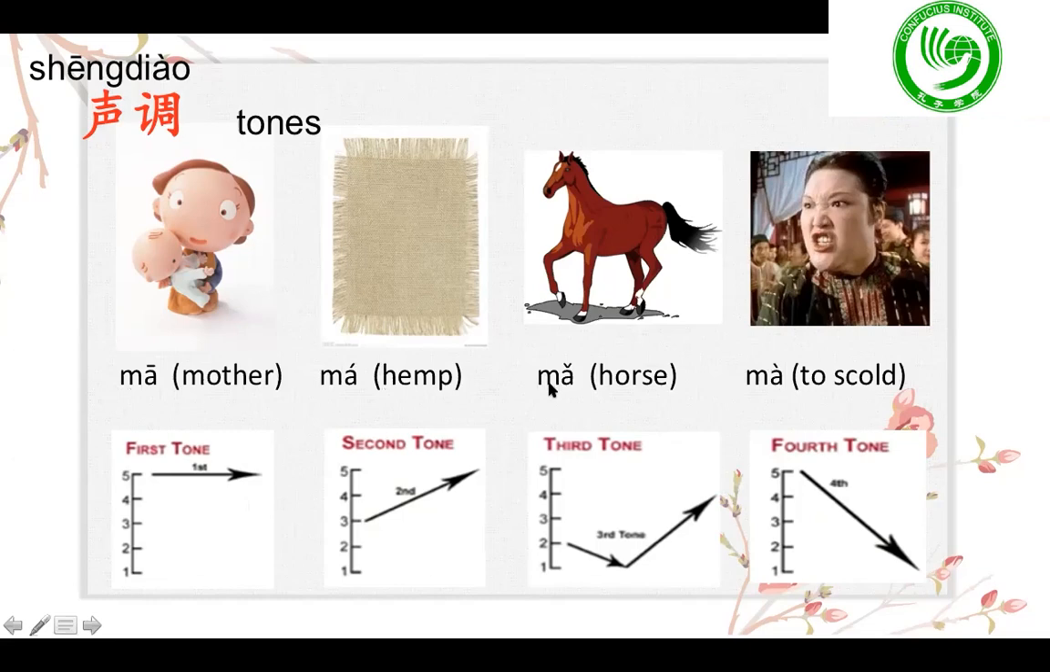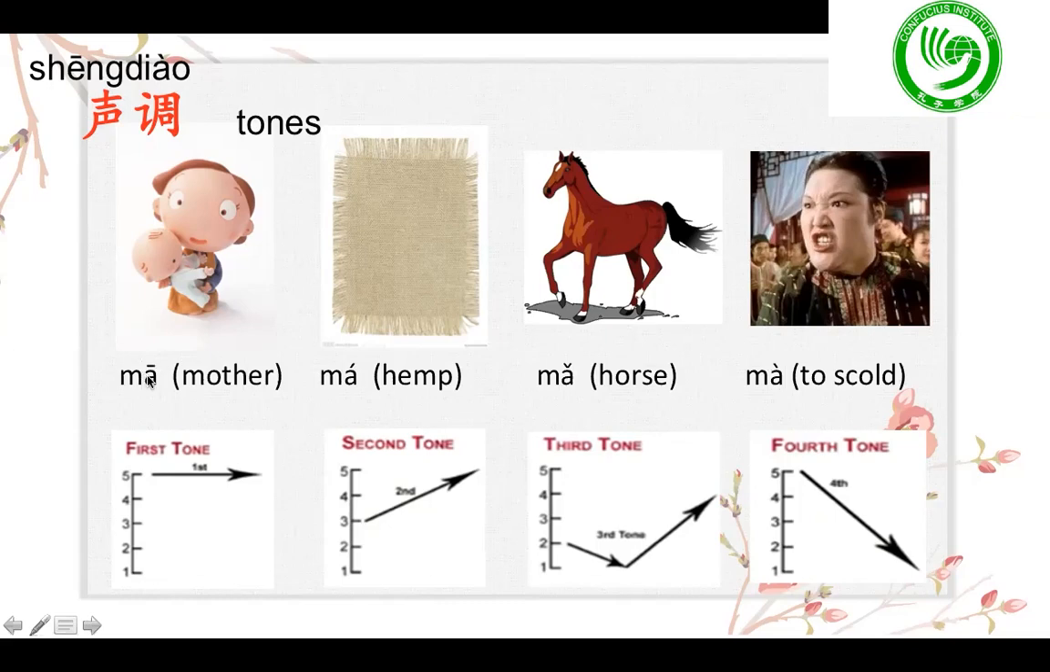This is the third tone. This is ma. And this is the last tone. This is ma. So different tones, the meanings are different. You should be very careful with the tones. How many tones do we have? Yes, 1, 2, 3, 4. We have 4 tones. And we still have another neutral tone.